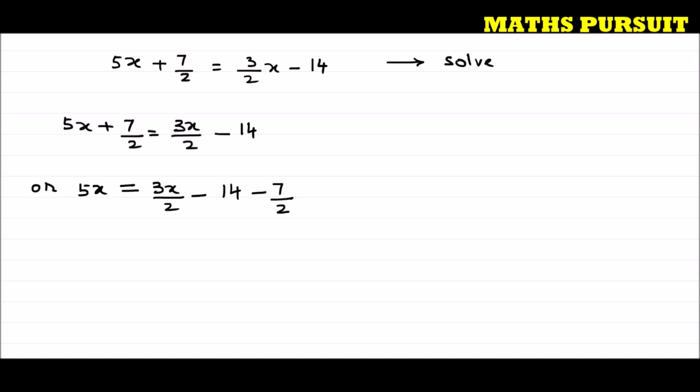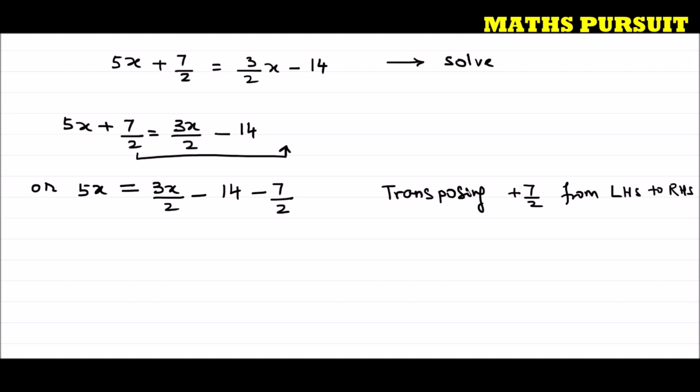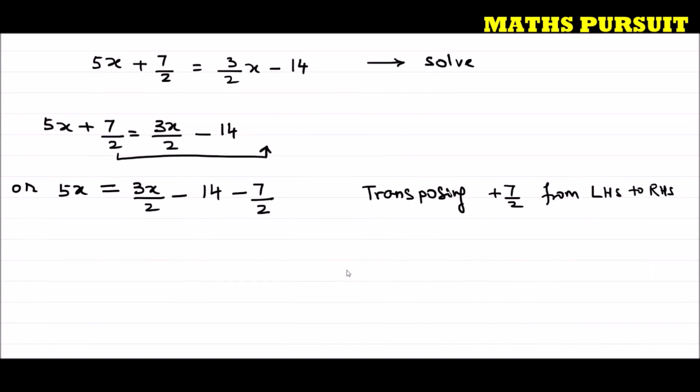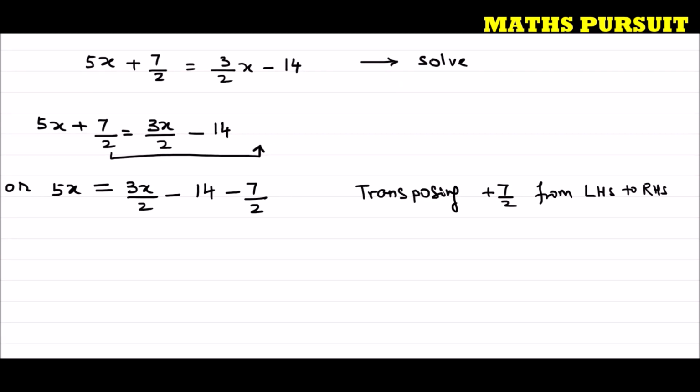What I am doing here, I am just moving this 7 upon 2 to the right hand side. That means transposing plus 7 by 2 from LHS to RHS, from the left hand side to the right hand side. Hope guys I am very clear till here. So what we got? We got 5x is equal to 3x upon 2 minus 14 minus 7 upon 2.